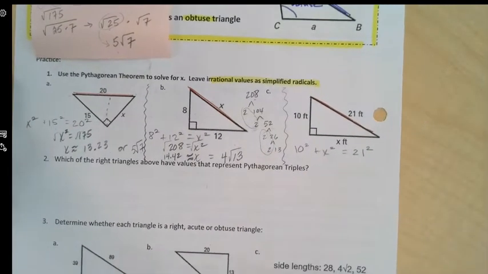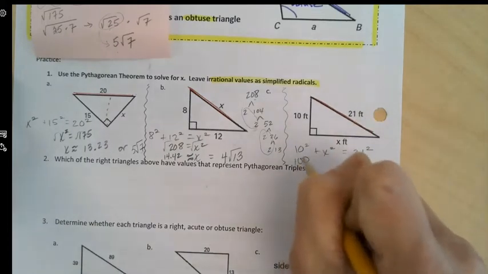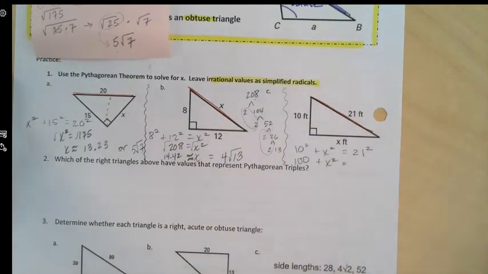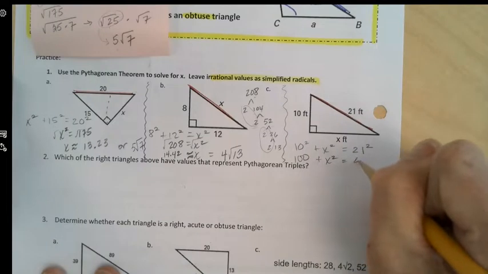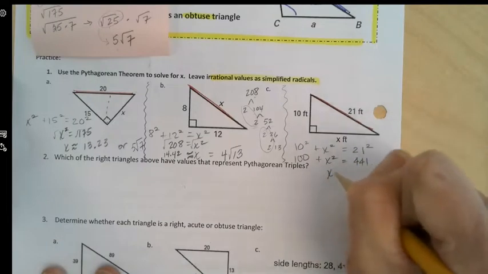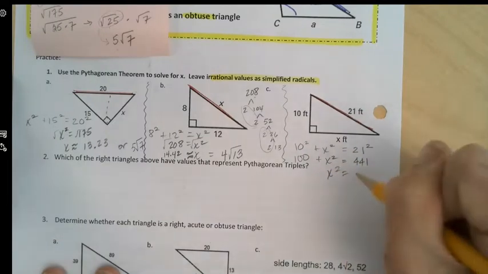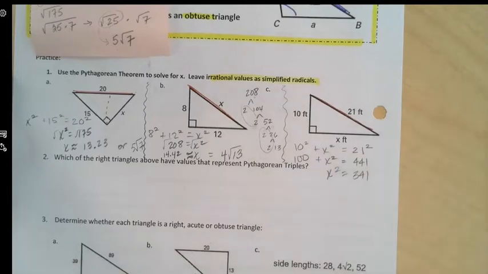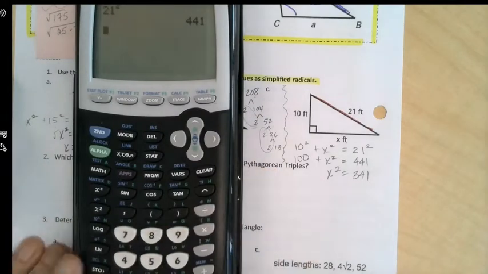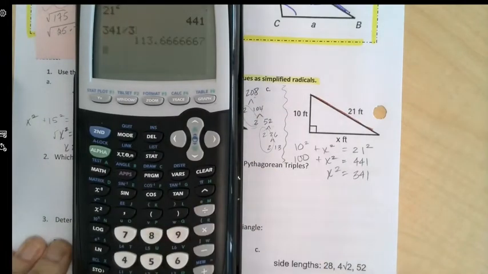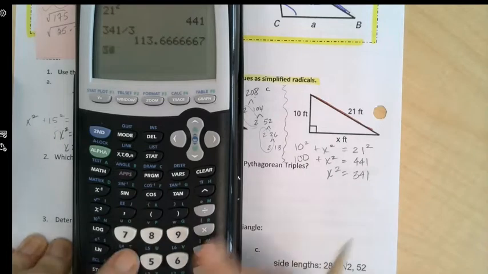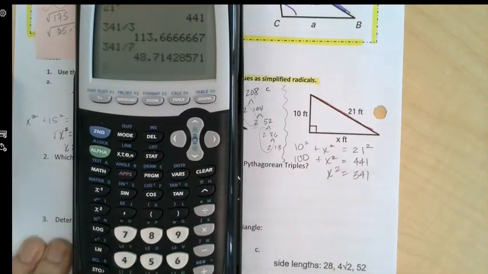All right, let's take a look at the next one. 100 plus x squared is equal to 21 squared, 441, which means x squared is equal to 341. And when I take a look at 341, I'm not sure of any divisibility. I can go ahead and try to divide by 3. It doesn't go in evenly. 341 divided by 7, it doesn't go in evenly.